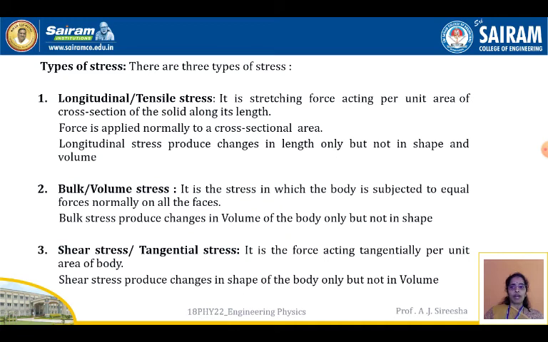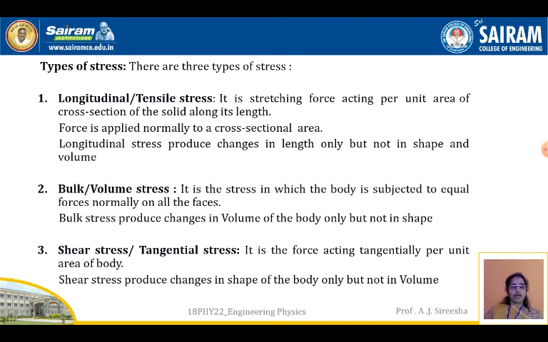Now next is bulk or volume stress. It is a stress in which the body is subjected to equal normal forces on all the faces. That is, bulk stress produces changes in the volume of a body but not its shape. Next is shear stress, or the tangential stress. It is a force acting tangentially per unit area of a body. Shear stress produces changes in the shape of the body but not in the volume.